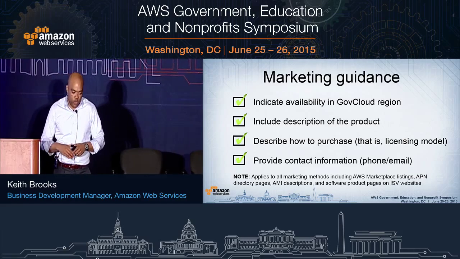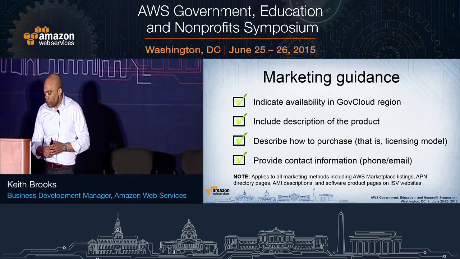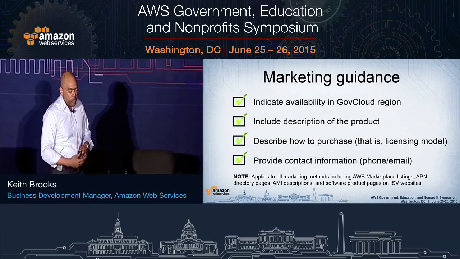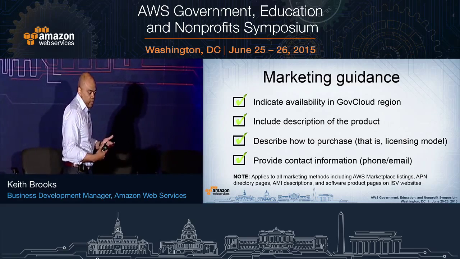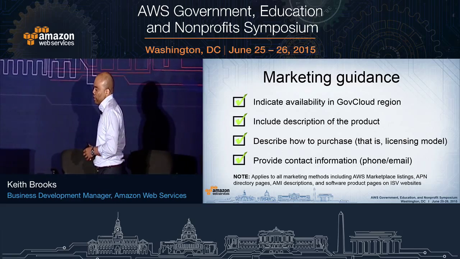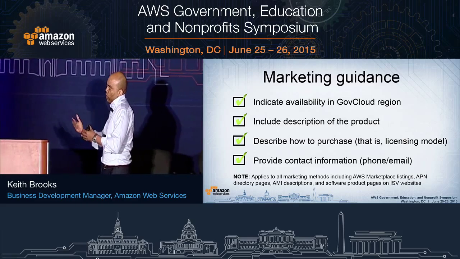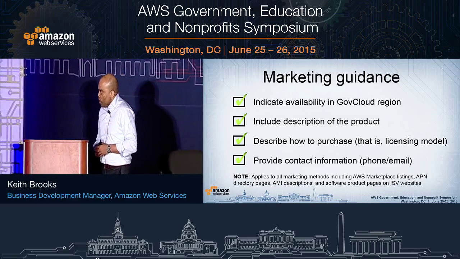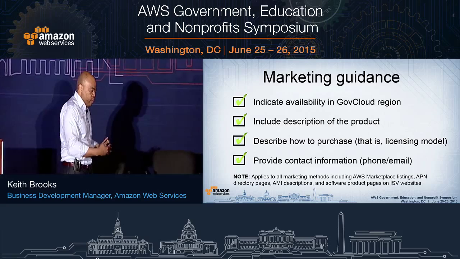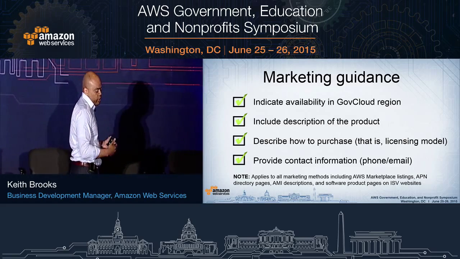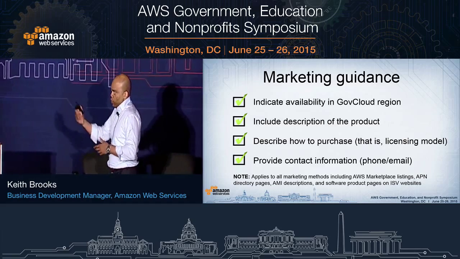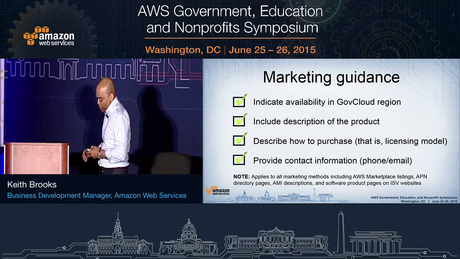In addition, make sure you include a thorough description of the product, and describe how to purchase the product. So if it's not a freemium or a trial use, you want to give instructions on the licensing model and the directions so that the customer can contact the appropriate point of contact at the technology firm to procure the license and then deploy the software. And then in addition, provide the contact information. Because Marketplace is not integrated, you want to give very explicit instructions so that a customer can get in contact with you at your company so that they can procure the license to use the software in the GovCloud region.